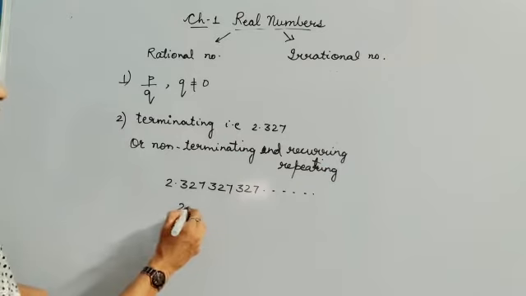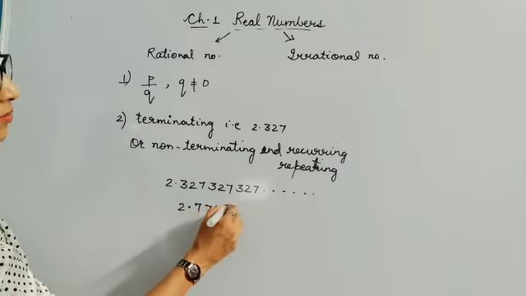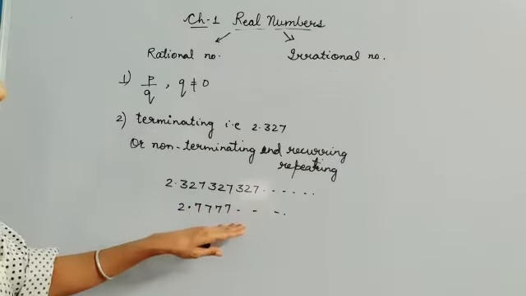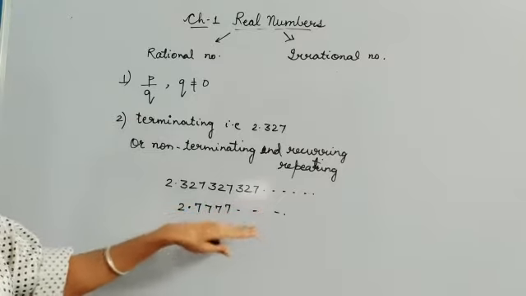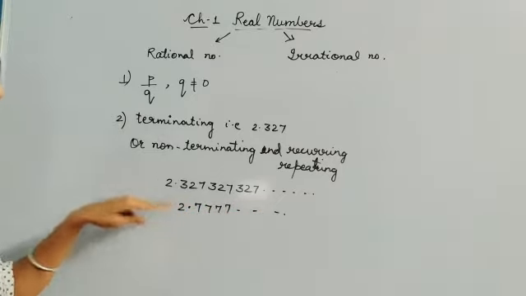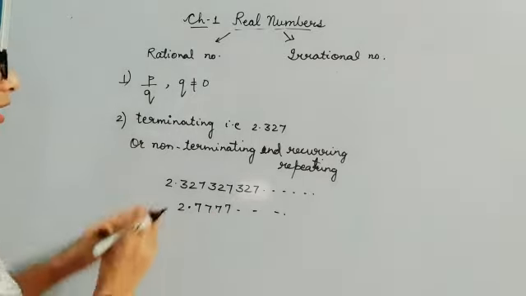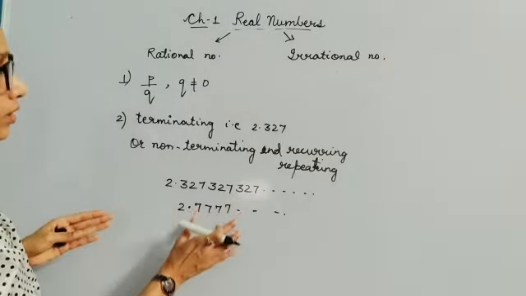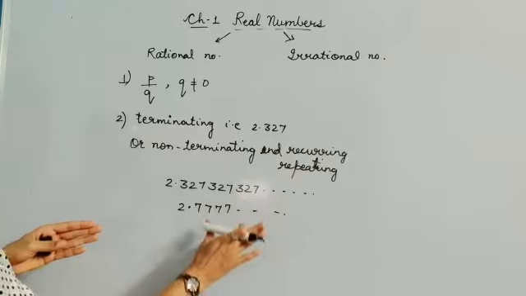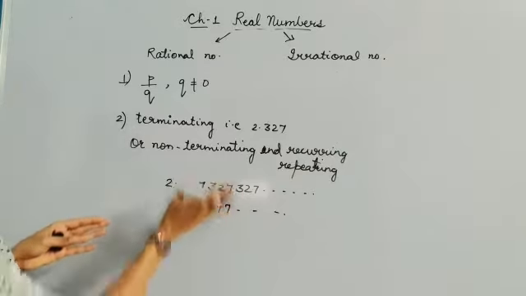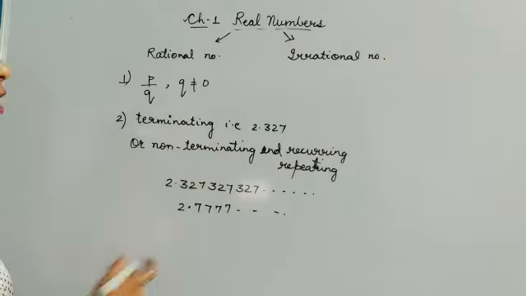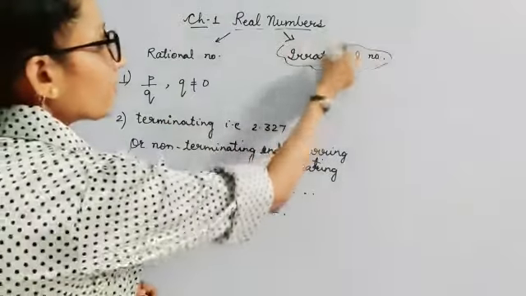For example, I can take 2.77777. So this is non-terminating but repeating. That's why I can call this number also a rational number. And in class 9th, you have read how we can convert this non-terminating and repeating expansion into p by q form.